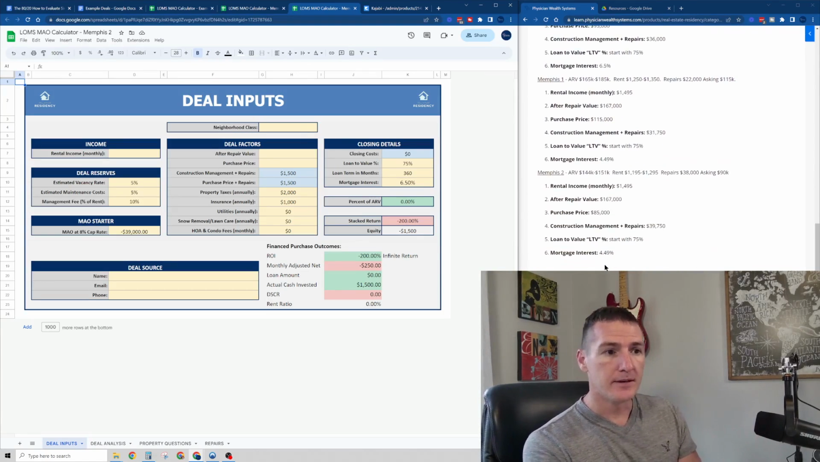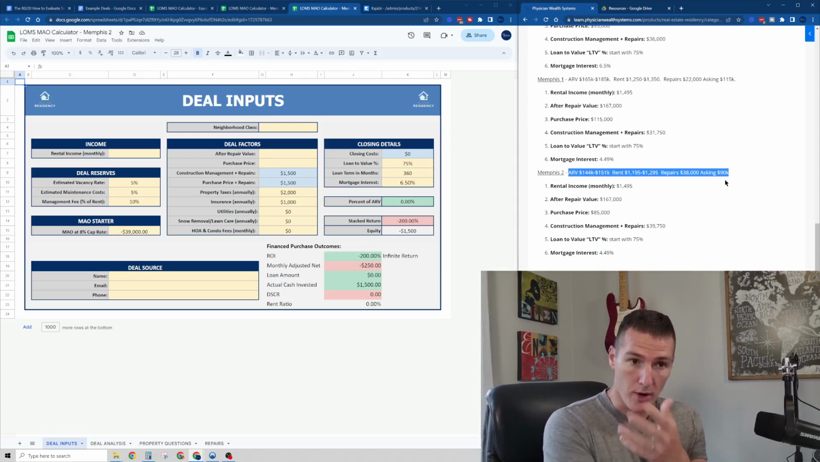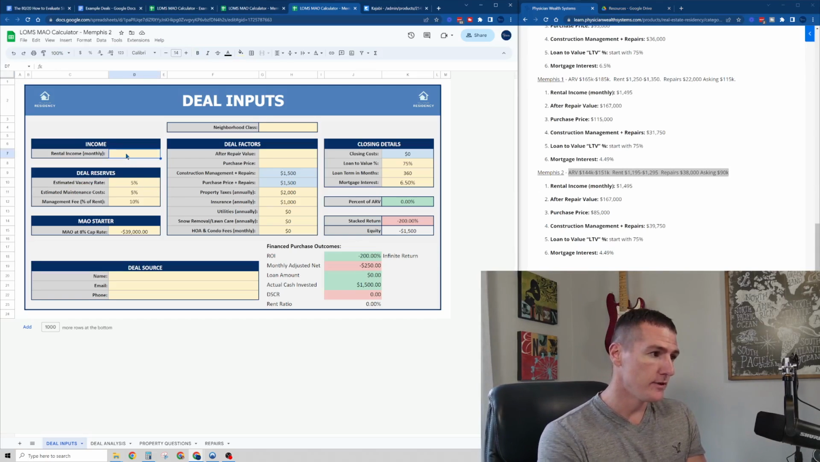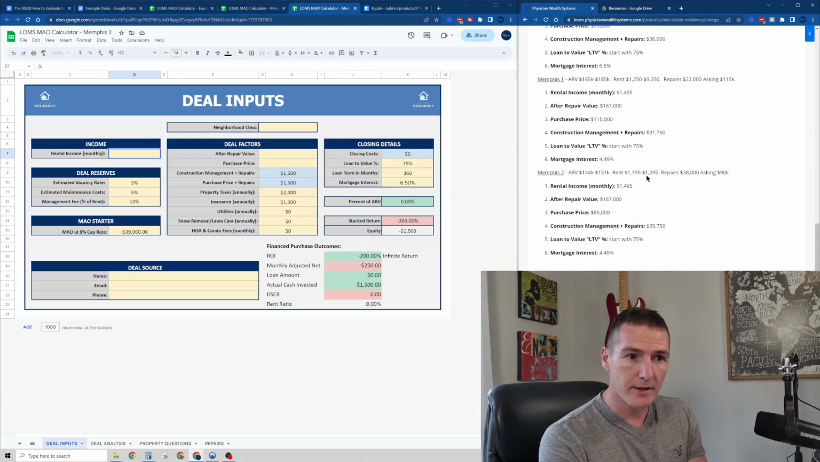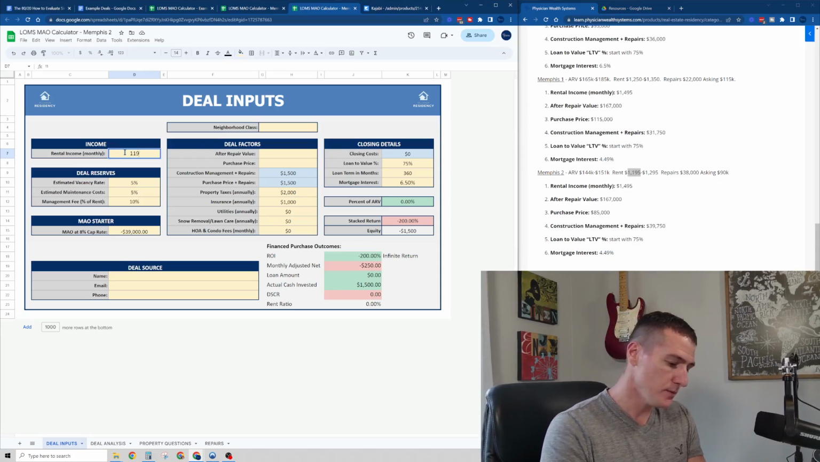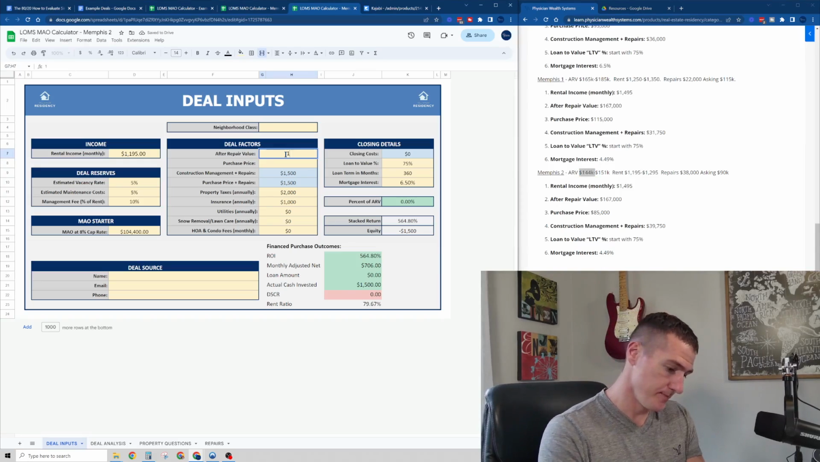All right. Deal example number 2, we call this Memphis number 2. Here is the information we got during our review process, during our research. So we've got an ARV of 144 to 151. I'm sorry, rental income of 1195 to 1295. Repairs of 38, asking 90K. So number 1 input is rental income, and I'm going to take the bottom side at 1195. My after repair value, I'm going to take the bottom side at 144.